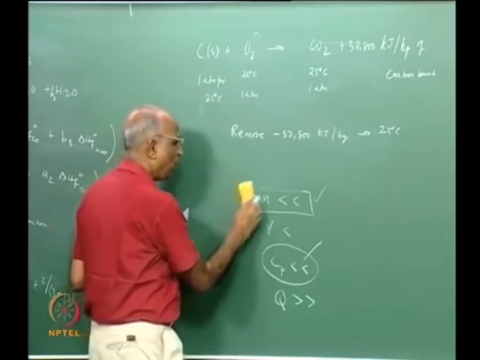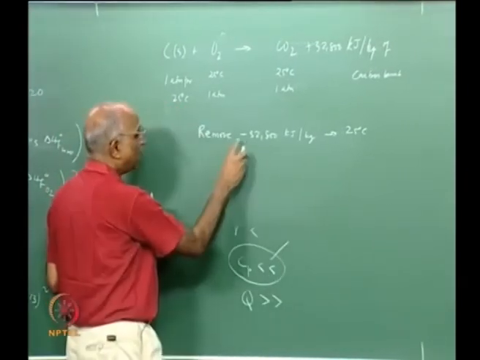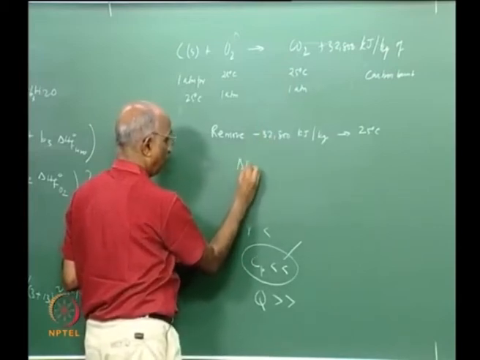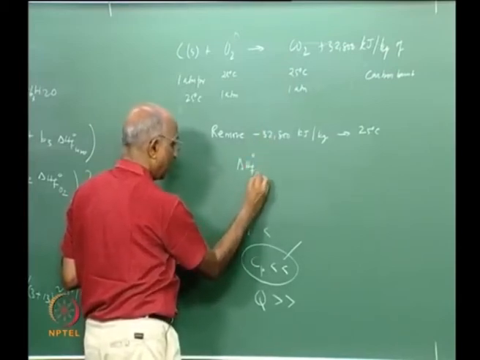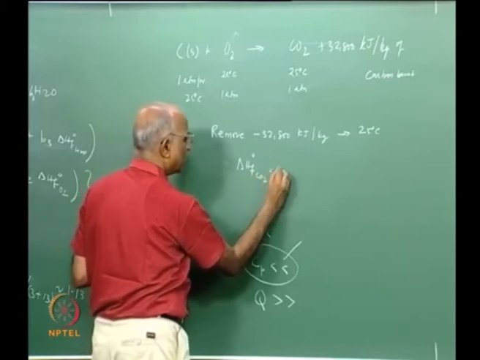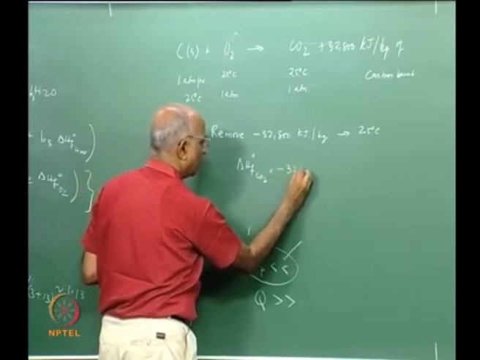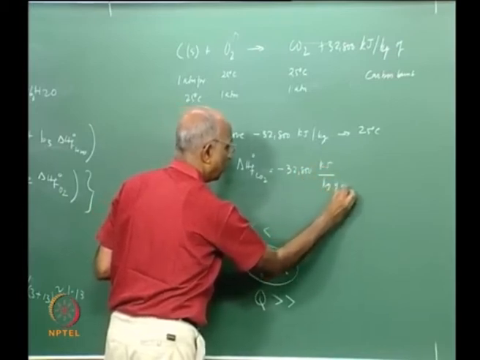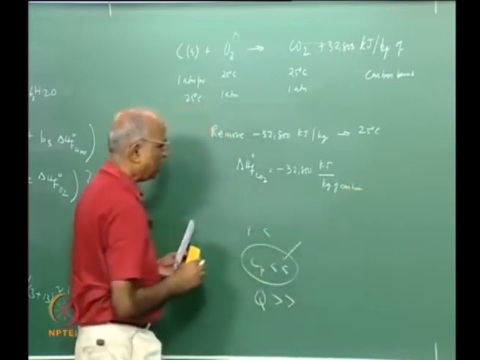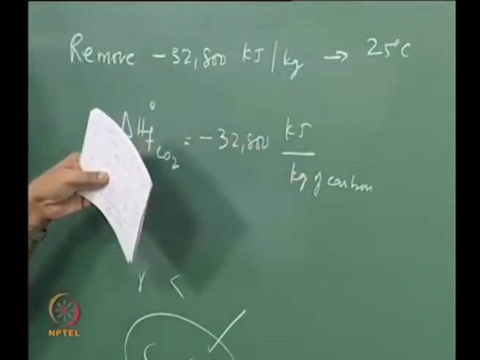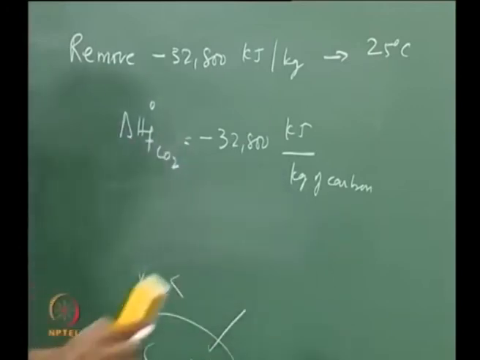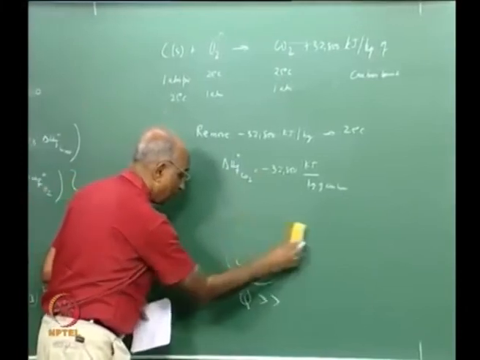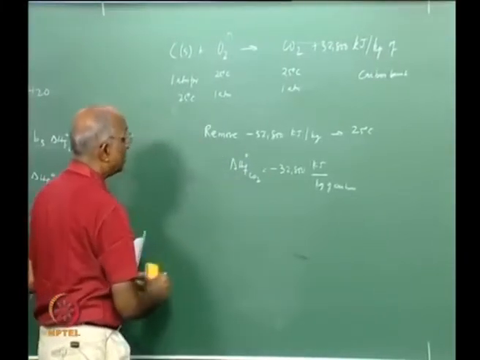Now therefore, the heat of formation of this should have something like a minus. When the reaction is exothermic, the heat of formation of, let us say, carbon dioxide at standard state should be something like minus 32,800 kilojoules per kilogram of carbon burnt. But this unit is something wrong, right. We cannot have kilogram of carbon here, and therefore it is better to refer it to something like kilojoules per mole of carbon dioxide. Therefore let's try to remedy the situation.